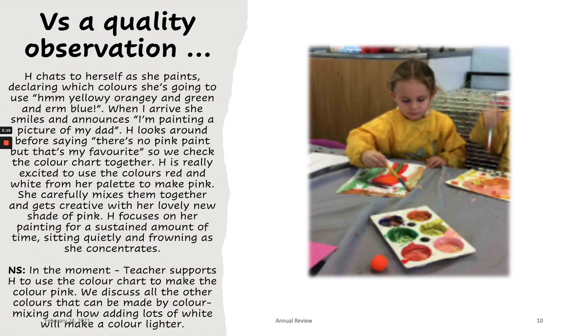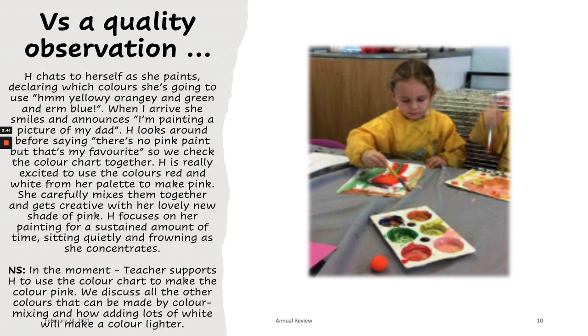H is really excited to use the colours red and white from her palette to make pink. She carefully mixes them together and gets creative with her lovely new shade of pink. H focuses on her painting for a sustained amount of time, sitting quietly and frowning as she concentrates. Next steps. In the moment. Teacher supports H to use the colour chart to make the colour pink. We discuss all the colours that can be made by colour mixing and how adding lots of white will make a colour lighter.